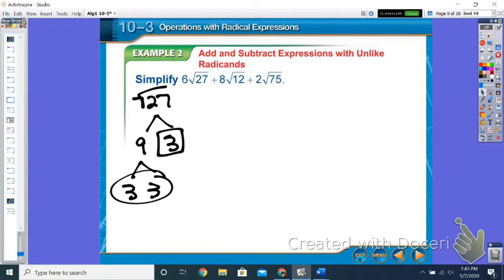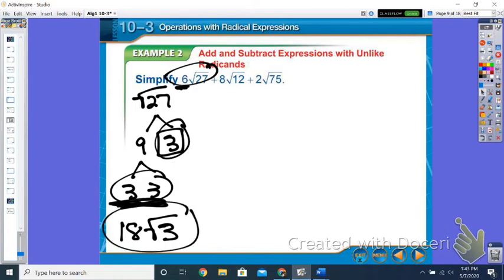So we have a 3 coming out because of that pair, and we have a 3 staying in, okay? And then I already have a 6 on the outside. So if I'm bringing this 3 out, and I have a 6 on the outside already, I have to multiply those. 6 times 3 gives me 18, and then because of this left alone 3, we're going to have to keep that in the radical. So that became 18 root 3.